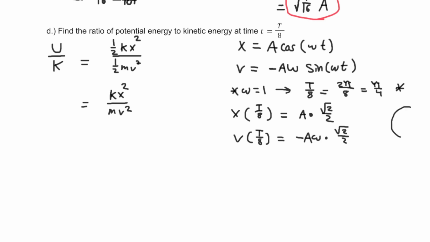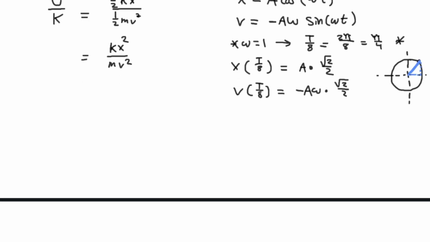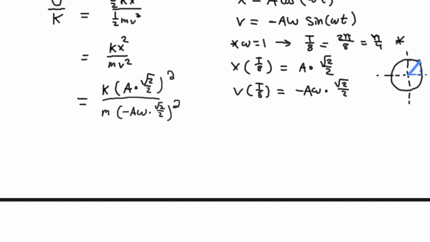Because again, also what we're asking is, what is the length and height of a point along the circle at t over 8, which is this point right here, and it's that 45, 45, 90 triangle. So they're going to have the same value. Inside, we just pick up that extra factor of omega. So let's do it now. So we got k times x, which we said is going to be a times root 2 over 2 squared divided by m times negative a omega times root 2 over 2 quantity squared.